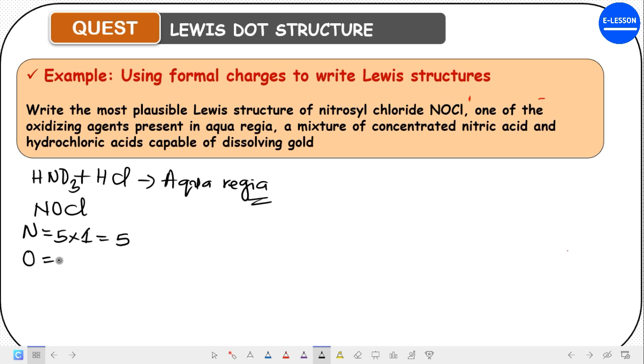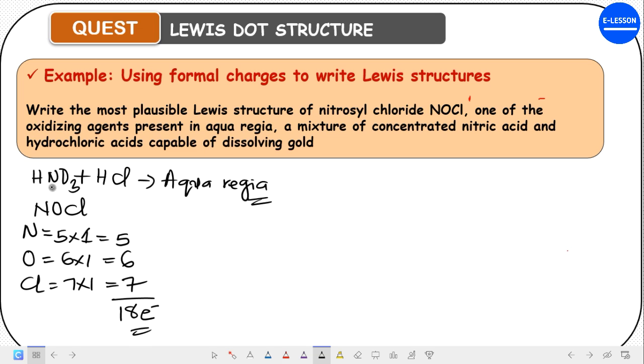Oxygen is 6. There is 1 oxygen there, which will give us 6. Chlorine is 7. There is 1 chlorine there, so we have 7 times 1, which will give us 7. So in total now, we have 5 plus 6 plus 7. 5 plus 6 is 11, plus 7 is 18. So we have 18 electrons in total.